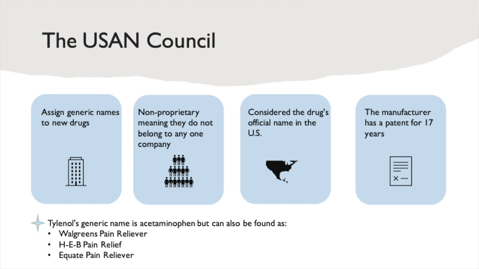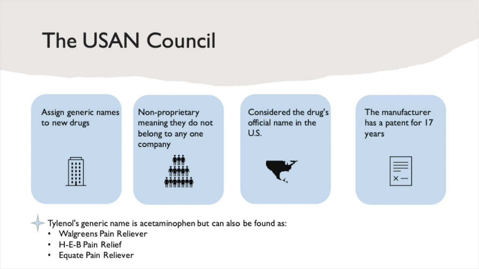I want to touch on the role of the United States Adopted Names Council next. The USAN is responsible for assigning generic names to new drugs. These names are non-proprietary, meaning they do not belong to any one manufacturer. This generic name is considered the drug's official name in the US. Manufacturers select the trade name for their drug and it is protected by copyright and patent.